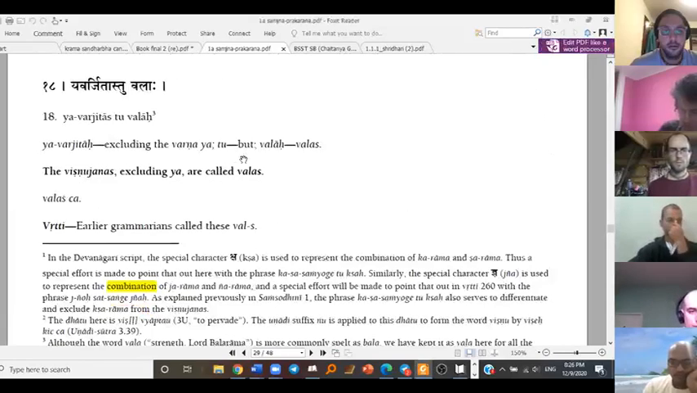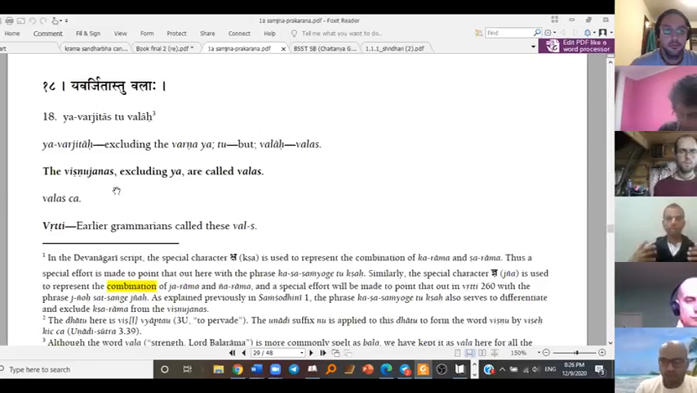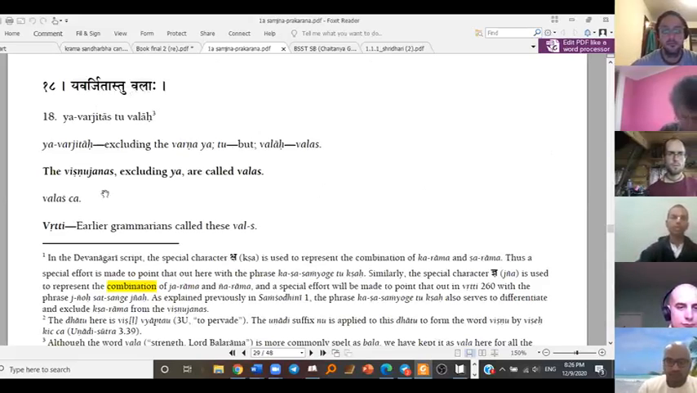Ya-varjitās tu valāḥ. When we exclude the letter ya from all the viṣṇu-janāḥs, viṣṇu-janāḥ minus ya is equal to vala. It's another group: all the viṣṇu-janāḥs except for ya.